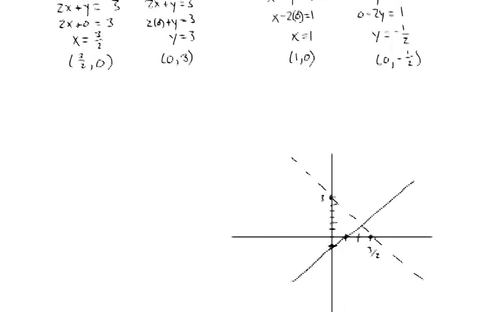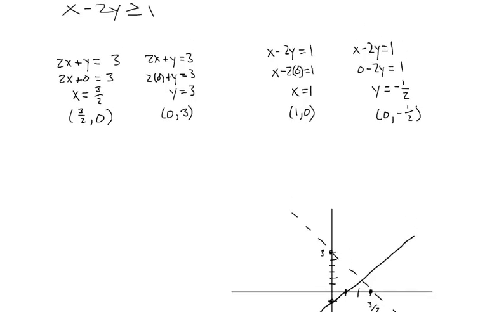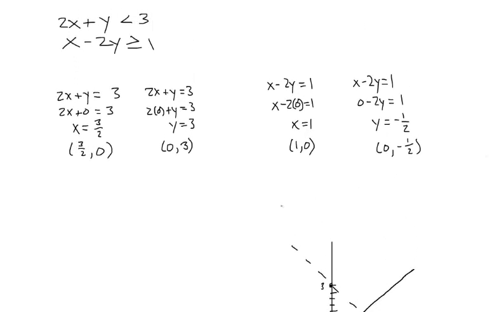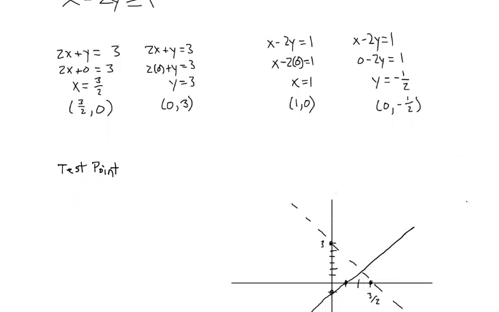Now that we have both equations graphed, now we need to know which way to shade it. So we're going to use a test point. So our test point is always going to be a point that's not on either line, and we always want to use the easiest point possible. So if we look at this, 0, 0 isn't on either of the lines, so I'm going to use 0, 0.